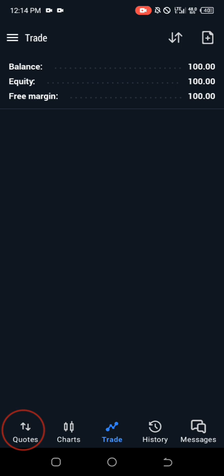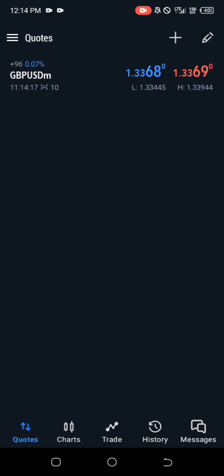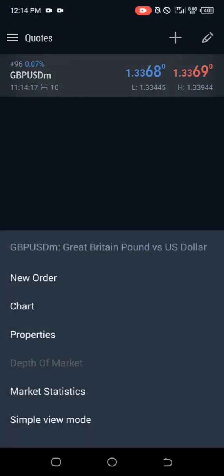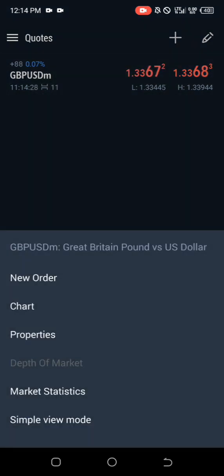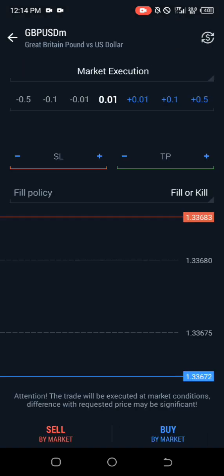When you go back to quotes, you now select the pair you want to trade. This is GBP USD. When you click on the pair, you will see something like this. To take a trade, you need to make an order. That is, you want to make an order to buy or to sell. To place the order, you just click on new order. When you click on this new order, it will take you to a page where you can make your order.